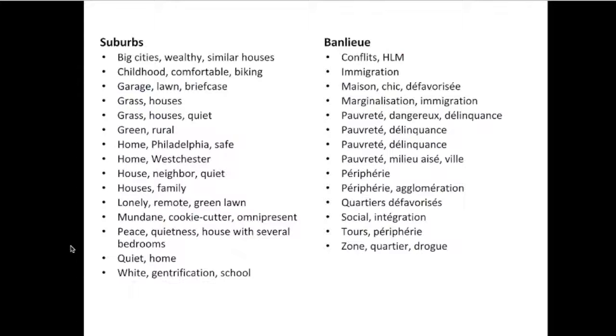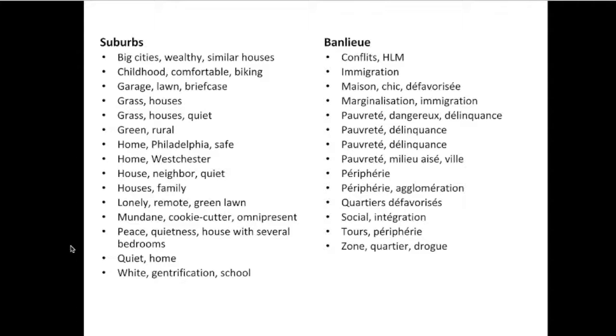As you can see here, on the left, the suburbs are associated with grass, home, peace, comfort, quiet. And on the French side, pauvreté means poverty. There is a notion of défavorisé, which means disadvantaged. There is something about periphery, poverty, criminality, and a few other words of the same type.